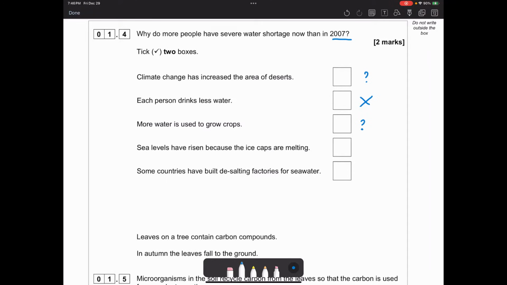Sea levels have risen because ice caps are melting. Well, that would have increased the amount of water, so it's not going to be that. And some countries have built desalting factories for seawater. Well, if they're increasing the amount of seawater they're using, that wouldn't affect the water shortage of people. So it's more likely to be the top one and the third one.